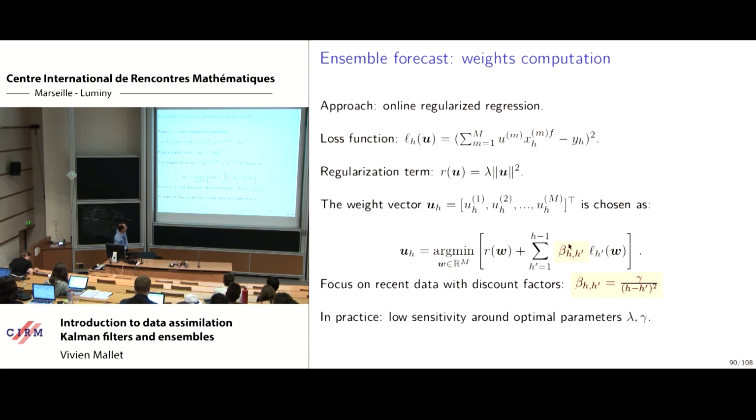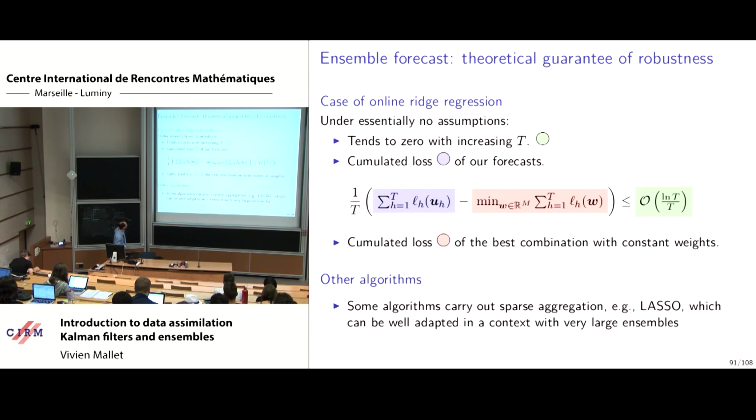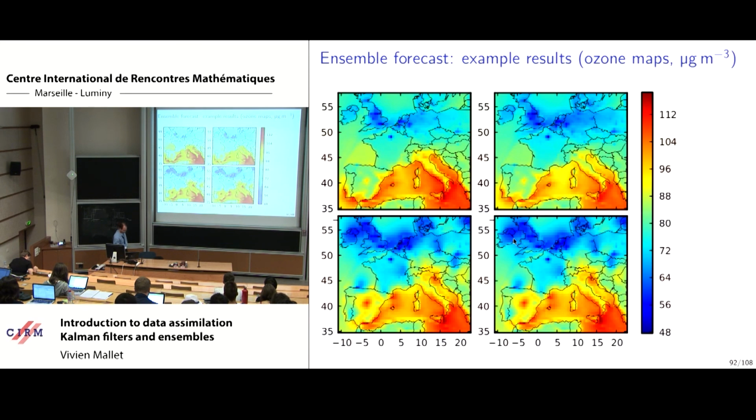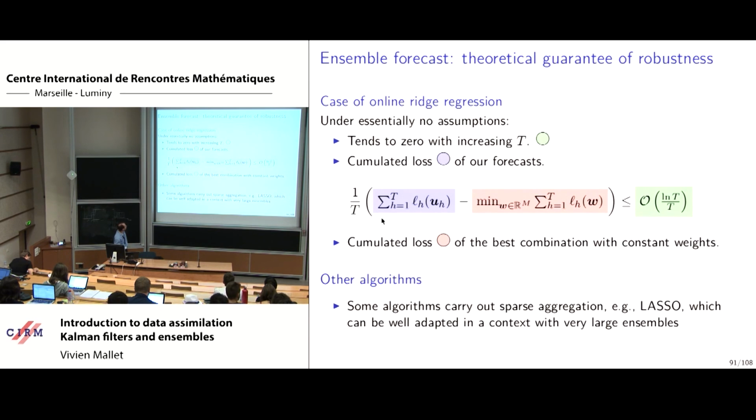Okay, you can have some discount terms so that the faraway past does not count so much in this quadratic form. Okay, it's getting late for this kind of details. And the good point is, with this kind of approach, you can show without any stochastic assumptions, that's the difference with what we've done so far, without any assumption, essentially, except that the ensemble members and the observations are bounded, you can show the performance of our forecast, the quadratic performance here, with these weights that depend on time that we forecast for every step.